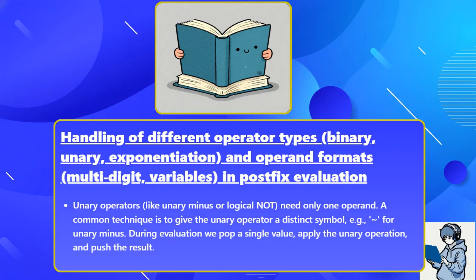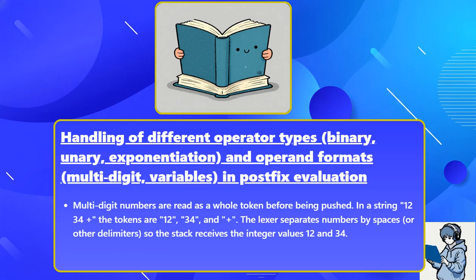A common technique is to give the unary operator a distinct symbol, for example tilde for unary minus. During evaluation, we pop a single value, apply the unary operation, and push the result. Multi-digit numbers are read as a whole token before being pushed. In a string 12 34 plus, the tokens are 12, 34, and plus. The lexer separates numbers by spaces or other delimiters, so the stack receives the integer values 12 and 34.